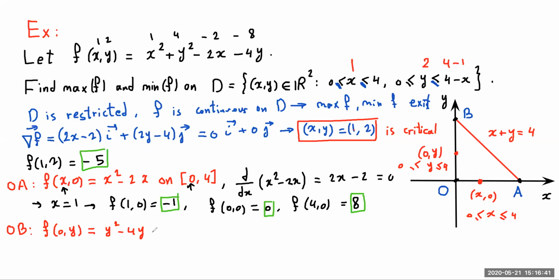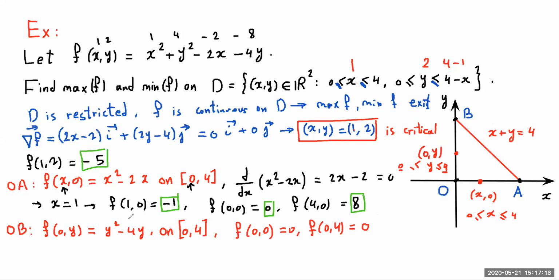Now let's study this function y² minus 4y on the interval from 0 to 4. Let's calculate f when y = 0. So f(0, 0) was calculated before, the answer is 0. When y = 4, f(0, 4), I put x = 0, y = 4. So it's 4² minus 4 times 4. So it's 0.